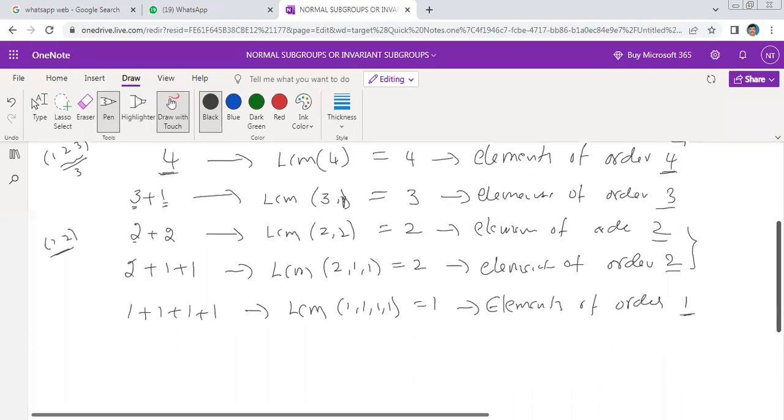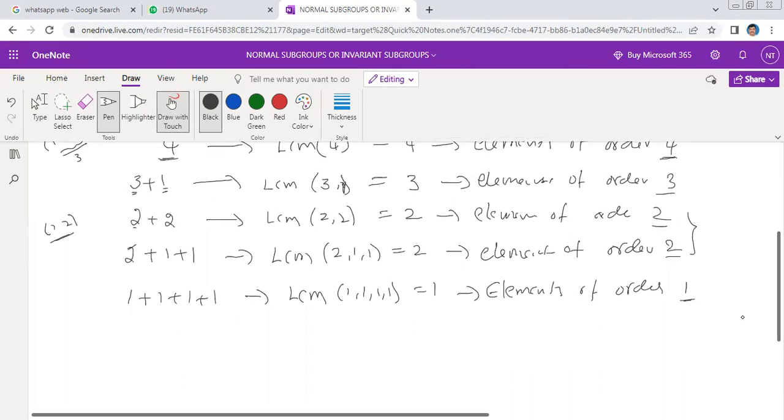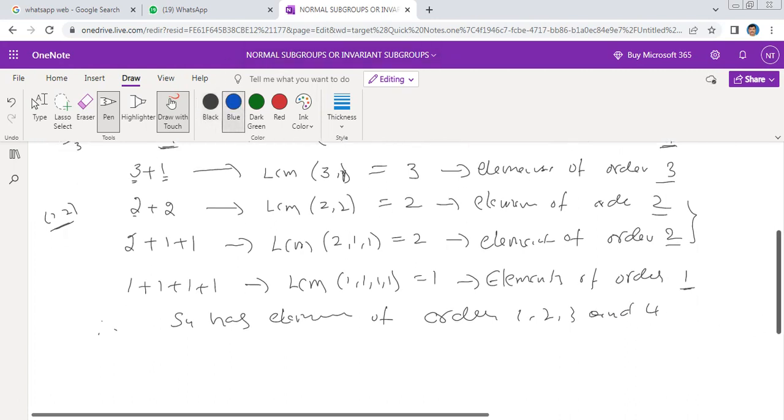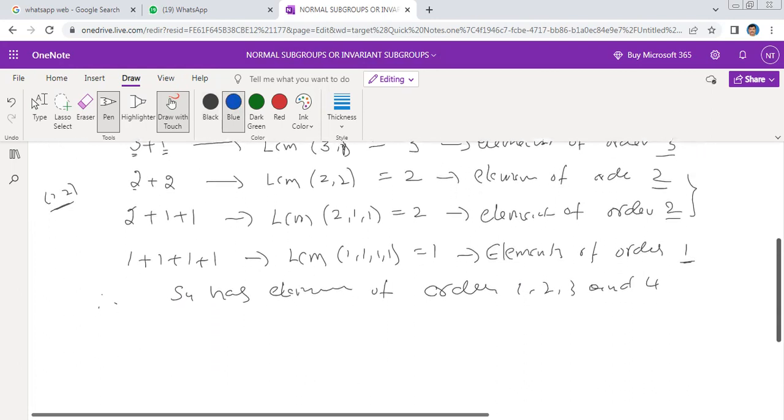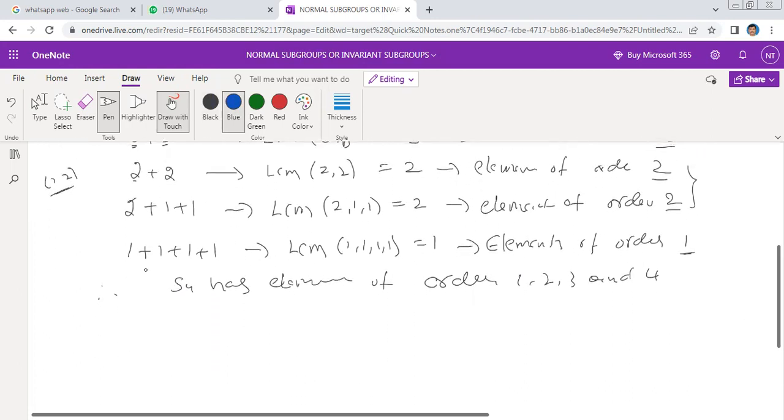But elements of order 5, 6, 7 are not possible. Thus S4 has elements of orders 1, 2, 3 and 4. My question is, how would they ask the question in an exam? How many elements of order 1? My first question, how many elements of order 1? Can anybody say?